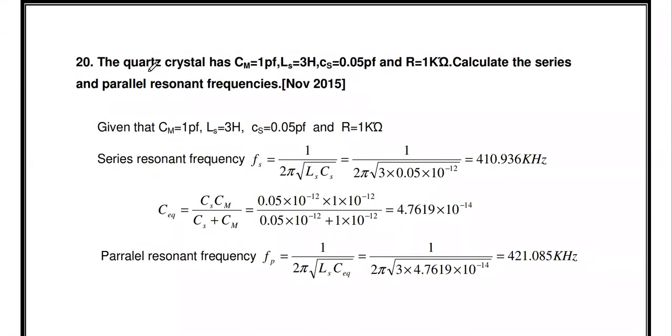Okay, and the next one: the quartz crystal has Cm mounting capacitance of 1 picofarad, inductor value 3 Henry, series capacitance 0.05 picofarad, R is 1 kilo ohm. Calculate the series and parallel resonating frequency. So you know, in a crystal there are two resonating frequencies. One is the series resonating frequency, another one is the parallel resonating frequency. So what is the series resonating frequency formula? 1 by 2 pi square root of Ls into Cs.